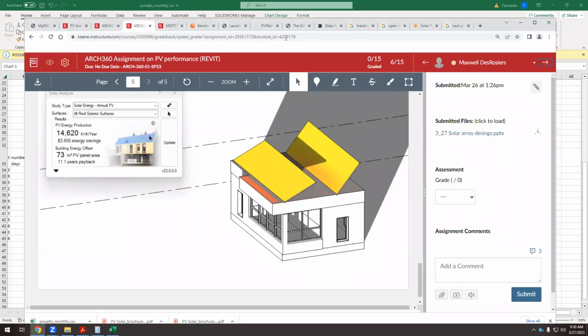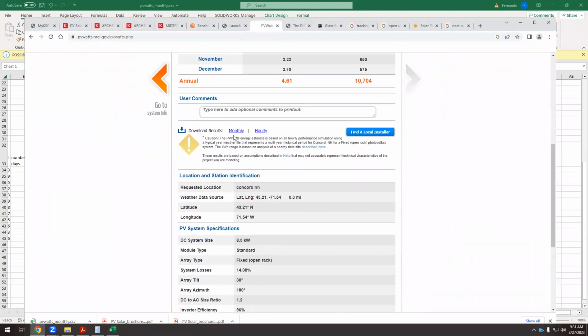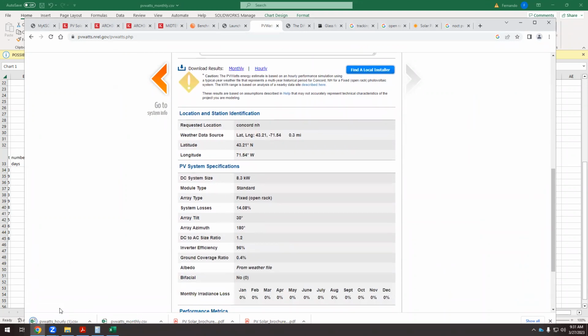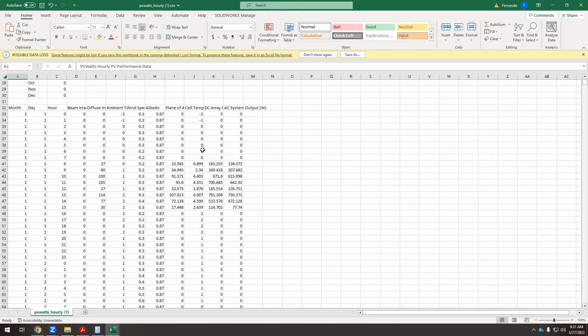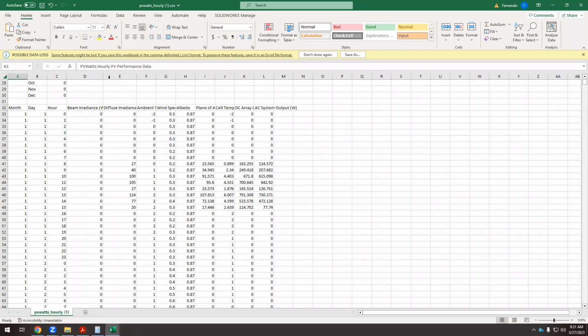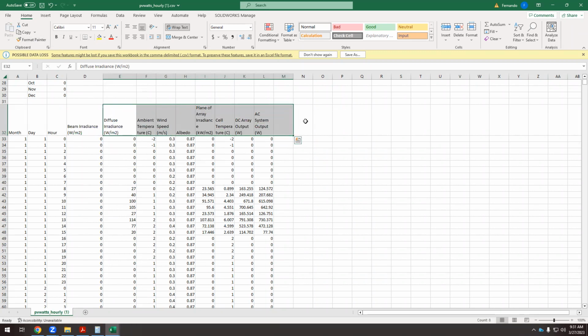But there is more that we can get from PV watts. So I have downloaded these monthly results, but now I want to download the hourly results. By downloading the hourly results, I can open another Excel file. And here I have the same information. Well, I have much more information. I'm going to wrap text here. Okay, so here we have a lot of things.